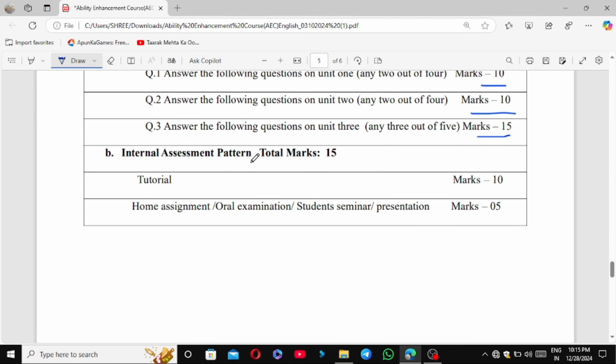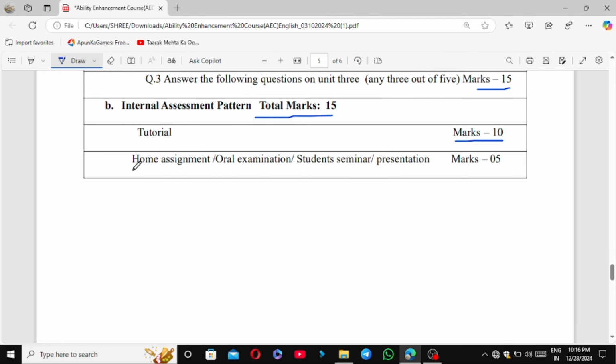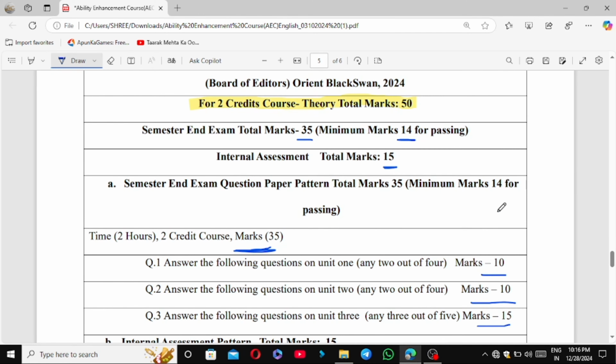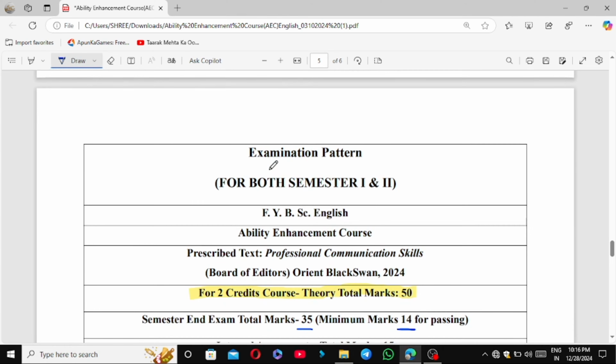And the internal assessment pattern, as I can say, tutorial marks 10, that is your internal exam theory paper in your college. This theory paper will be taken for 20 marks or 15 marks and they convert it into 10 marks and 5 marks for your home assignment or oral examination. Okay, 5 marks, total 15 plus 35, total 50 marks. Okay, and 2 credits for this subject.